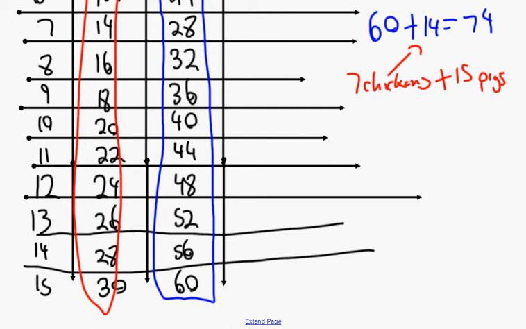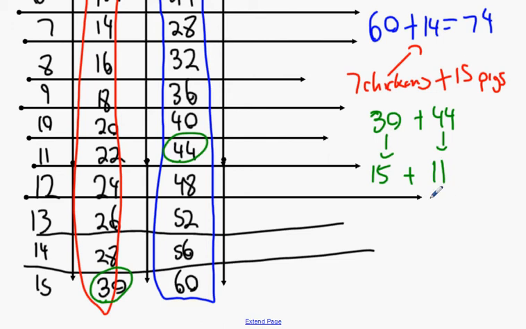Okay. He used this one here. See the 30 and the 44? 30 is 15 chickens, and the 44 is how many pigs? 11 pigs. What's 15 plus 11? 26 heads or 26 animals. Does that make sense? So you'd have to just keep taking shots until you find which one you're looking for. Is that alright?